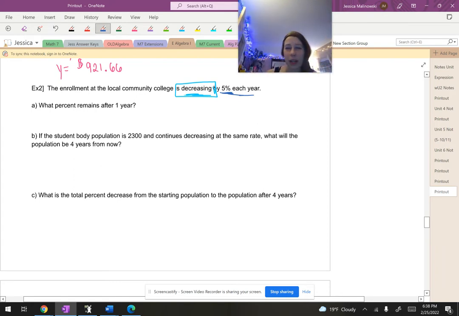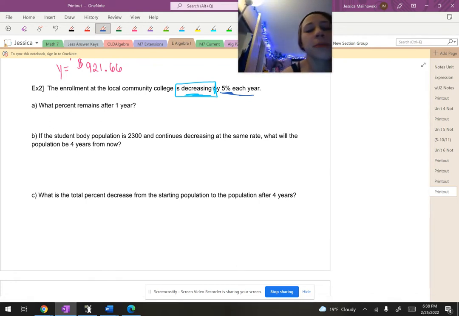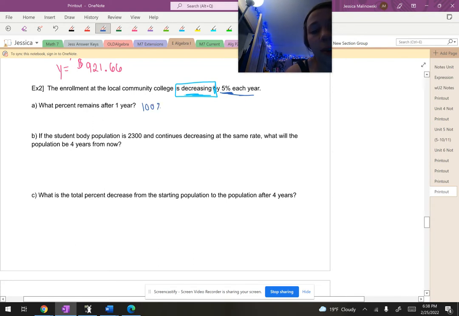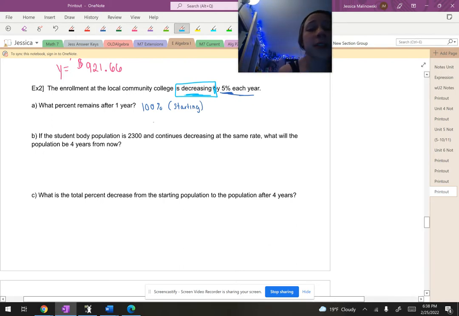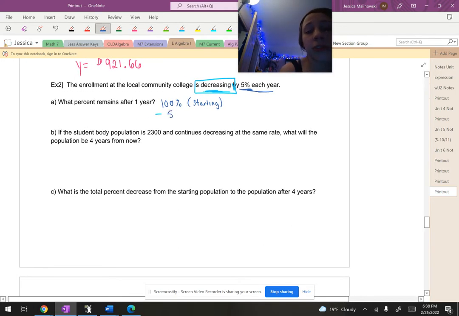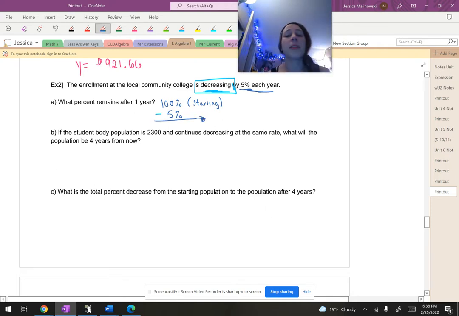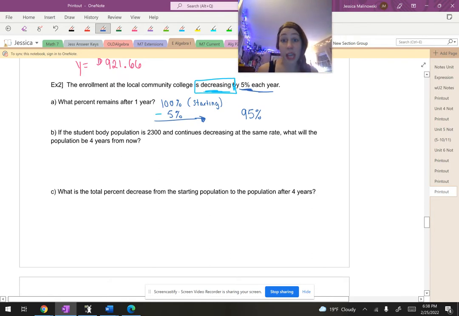Okay, well, just like when we started, that initial amount, that starting value is that 100%. And what's happening? We said it was decreasing, so we're going to subtract by 5% each year. 100 minus 5. So what percent will be left? 95. Not to say that there's going to be 95 students left all the time. Remember, that's not the same thing, but there will be 95% of the population left each year if it continues to decrease by 5% each year.